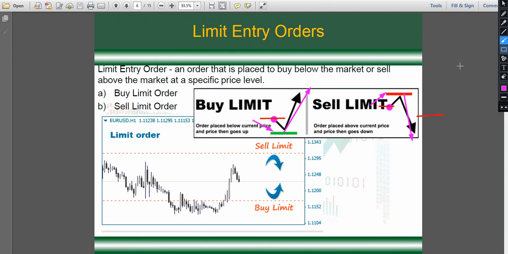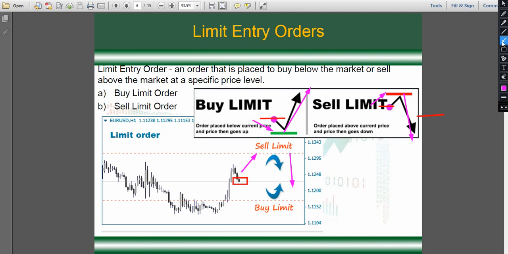Same thing happening, just now they're using the actual chart. Price is currently here, and you are projecting for me to sell. Let price first move up to that level, and when it touches that price level, there has to be a specific price here. Then the market will automatically sell for you.